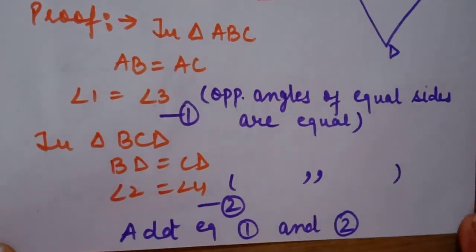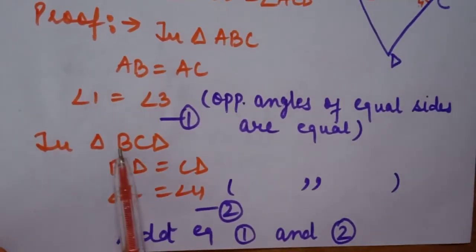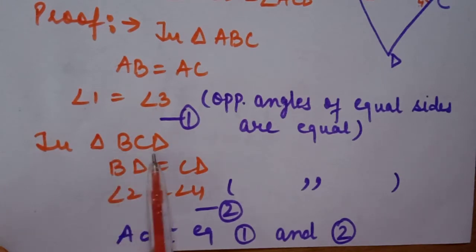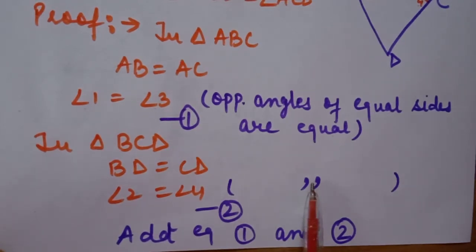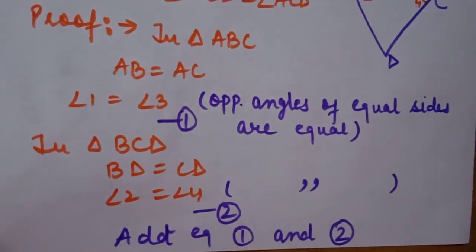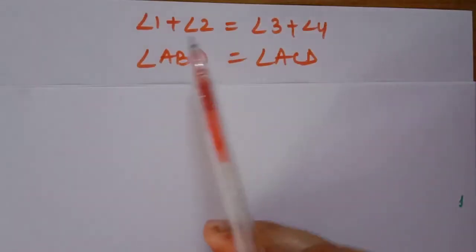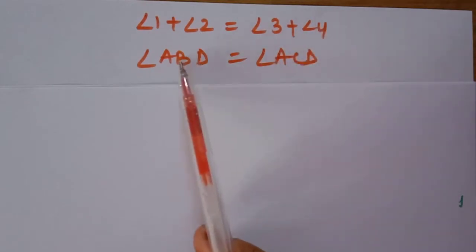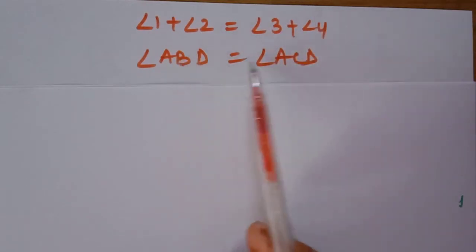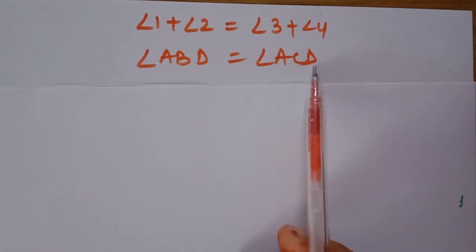Now in triangle BCD, sides BD and CD are also equal to each other. It is given, so the opposite angles of them, angle 2 and angle 4, are also equal to each other. Reason same, angles opposite to equal sides are equal. Add equation number 1 and 2. So angle 1 plus angle 2 is equal to 3 plus 4, which is angle ABD, which is equal to angle ACD. So students, your question is finished now.